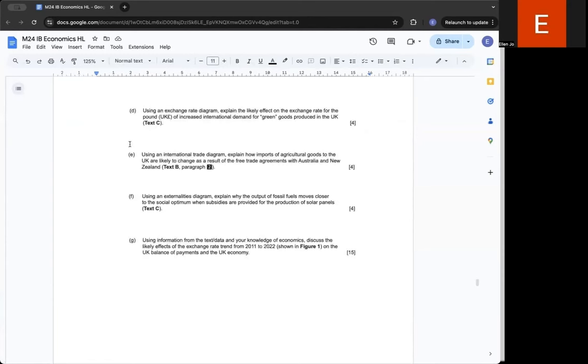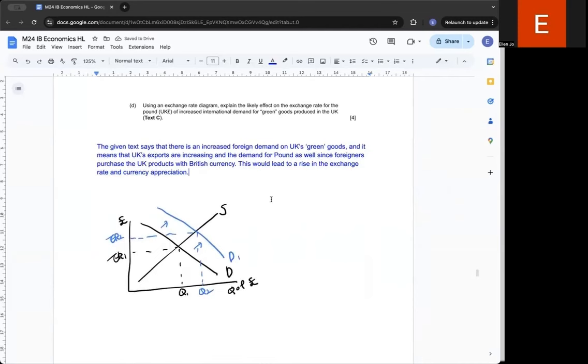D, using an exchange rate diagram, explain the likely effect on the exchange rate for the pound of increased international demand for green goods produced in the UK. The given text says that there is an increased foreign demand for UK green goods, and it means that the UK's exports are increasing along with the demand for the pound, since foreigners purchase the UK product with British currency. This would lead to a rise in the exchange rate and currency appreciation as illustrated in the diagram.